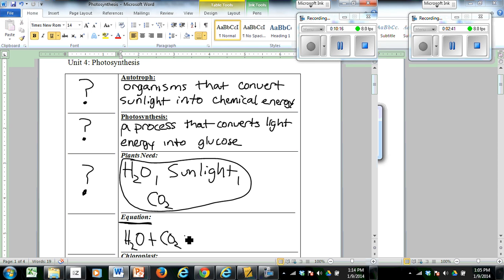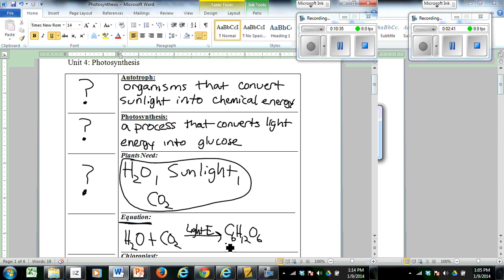Okay. I'm going to write an arrow here and just write light energy. Use sunlight. Sometimes you'll see it as sunlight. And in the end, you're going to get C6H12O6.